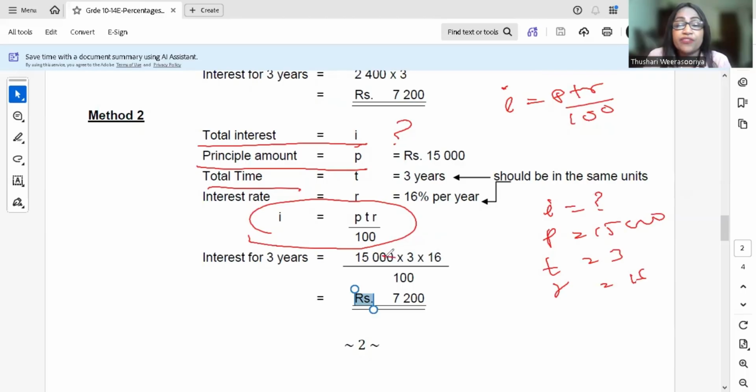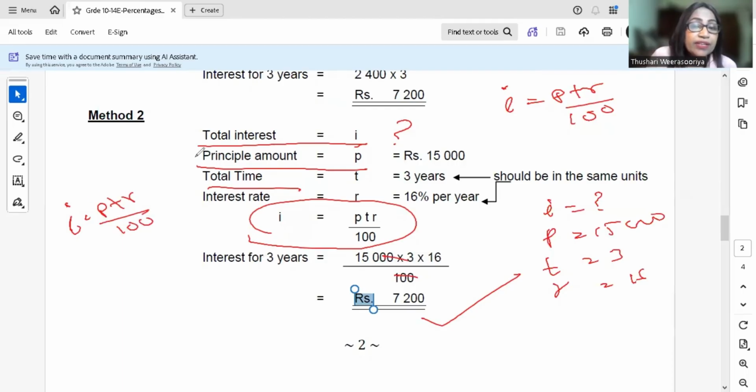Then you can do the cancellation. Cancel the zeros and get 7,200. There, at once you get 3 years' interest. Earlier, we found the first year's interest and then the 3 years' interest, but in this method, you can find the interest at once. Right? Now, I'll talk about this formula again: I equals PTR over 100.